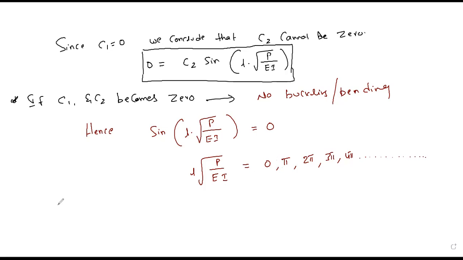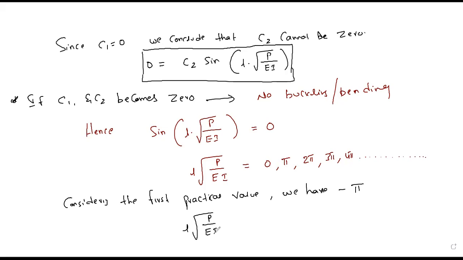Let us take, considering the first practical value which we have, is pi. Which is more practical. So by that, L root of P by EI is equal to pi. So then what will be the P value? What happens to the sine value on top, where did it go? It is sine 0, right?